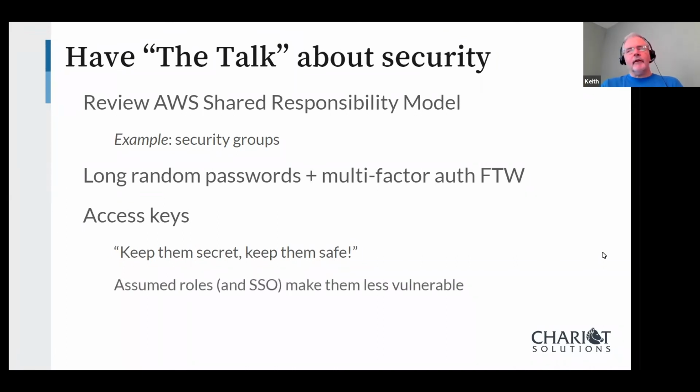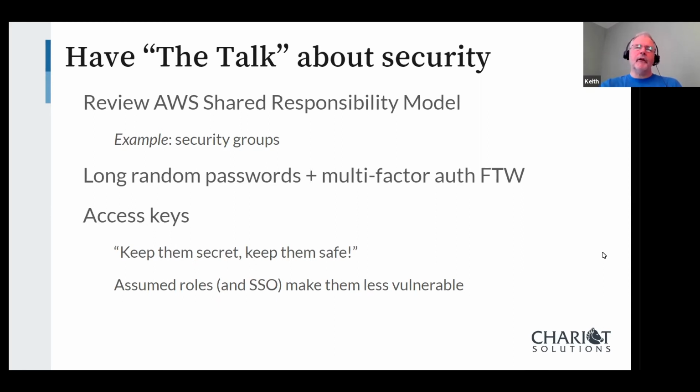One thing with access keys is if you use assumed roles, and that includes single sign-on, they're less vulnerable because when you're assuming a role, you get access keys that are limited duration. So by default 1 hour, but up to 12 hours. So if you do accidentally leak those access keys, the window of vulnerability is fairly short.